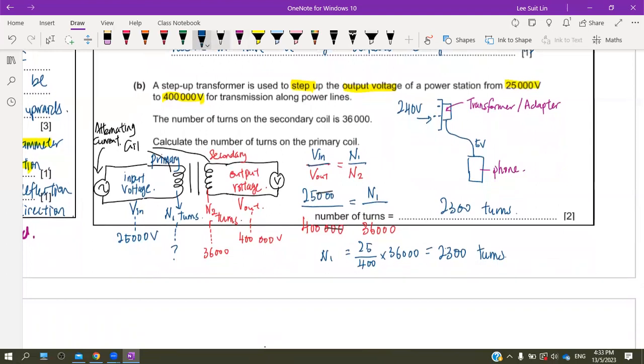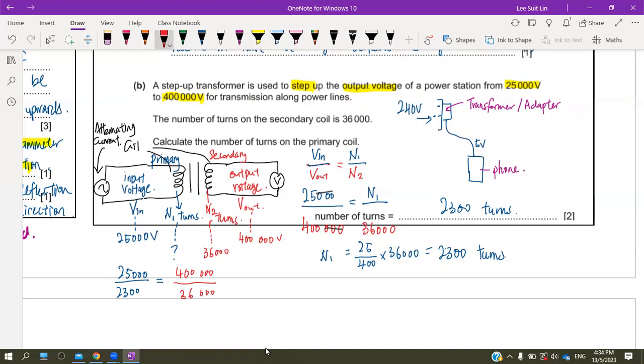I mean, you can try and see: 2500 divided by N1 can also be 2300. This will also be equal to 400,000 divided by this. Personally, I prefer to ratio the same physical quantity because I can check my units, just in case, but it's up to you. Okay, so we'll talk about this more a bit later.